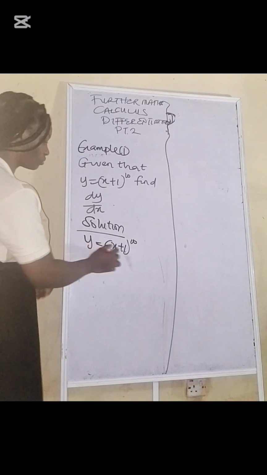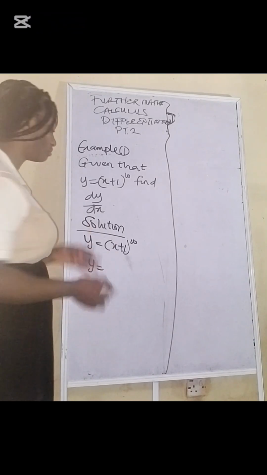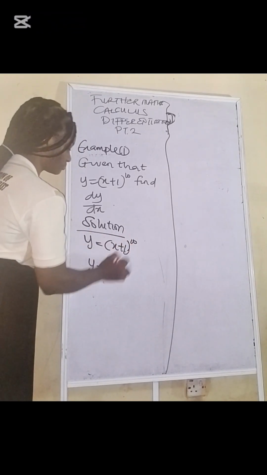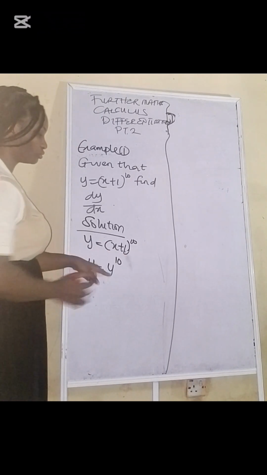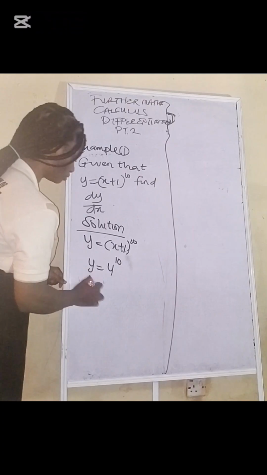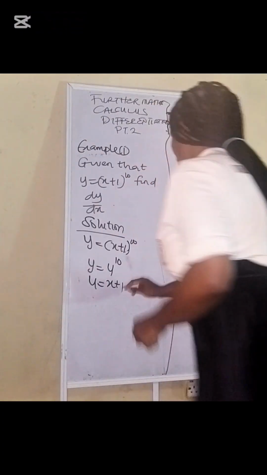Now we are introducing u. You can introduce a, b or c, but I want to use u. So y equals u raised to power 10. Now u is this x plus 1. So u is x plus 1. Do you understand?